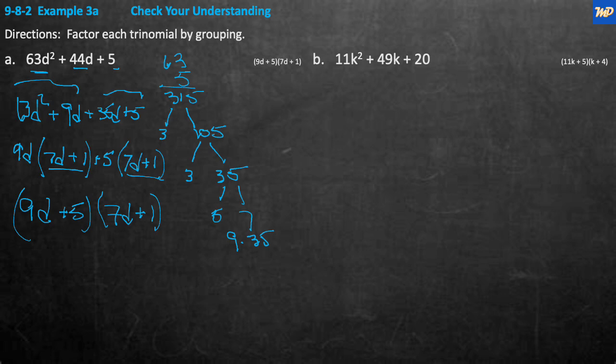So now let's see what we have on the next one. We're going to multiply 11 and 20 together, right? So what does that come out to? 11 times 20, we get 220. All positive, 11 times 20 is equal to 220. So we're going to factor 220 until we come up with a 49.